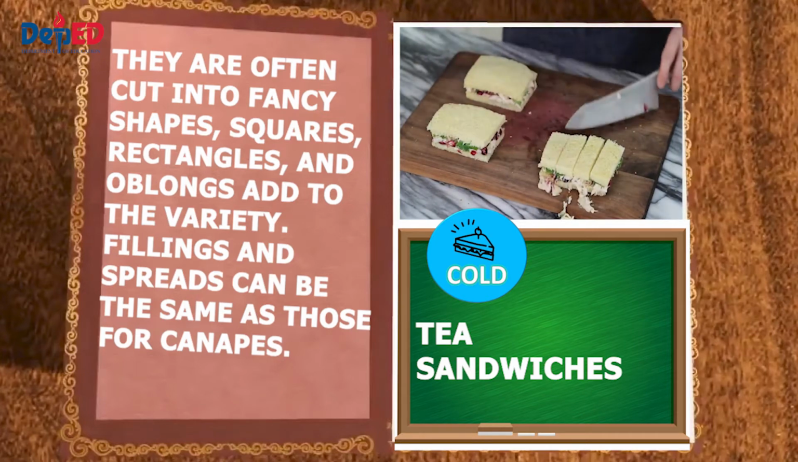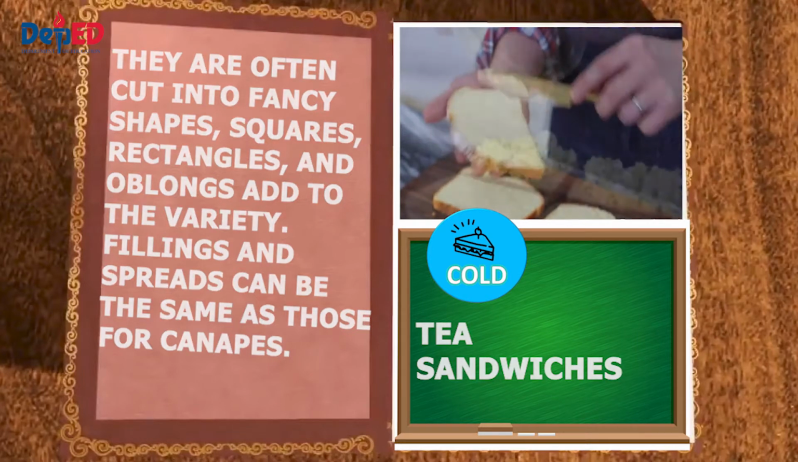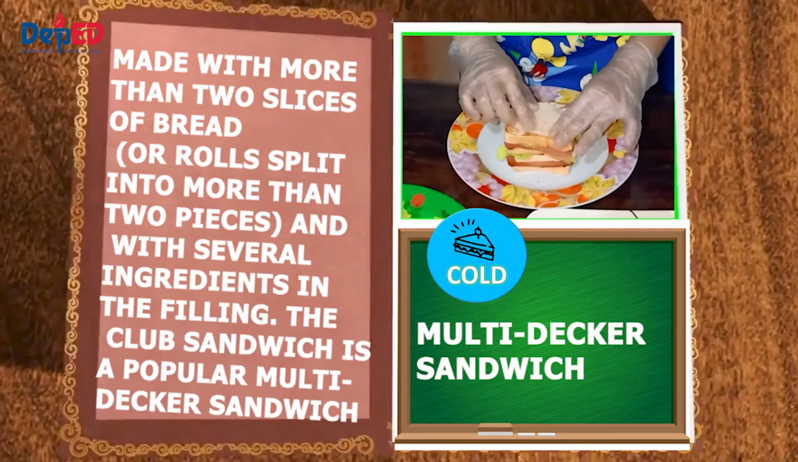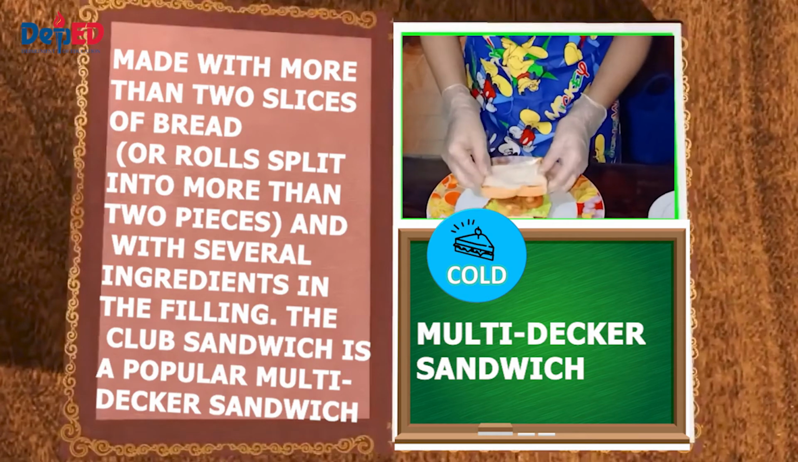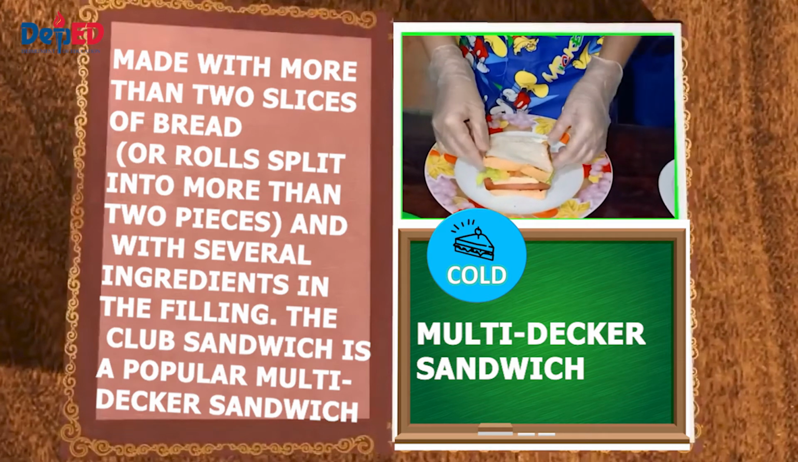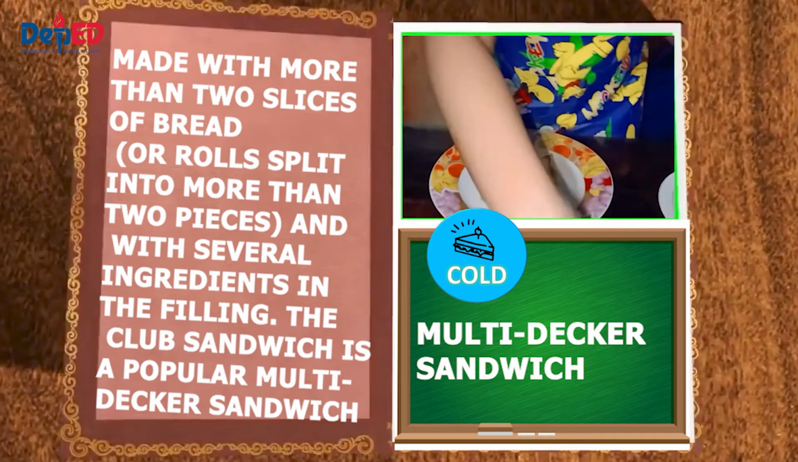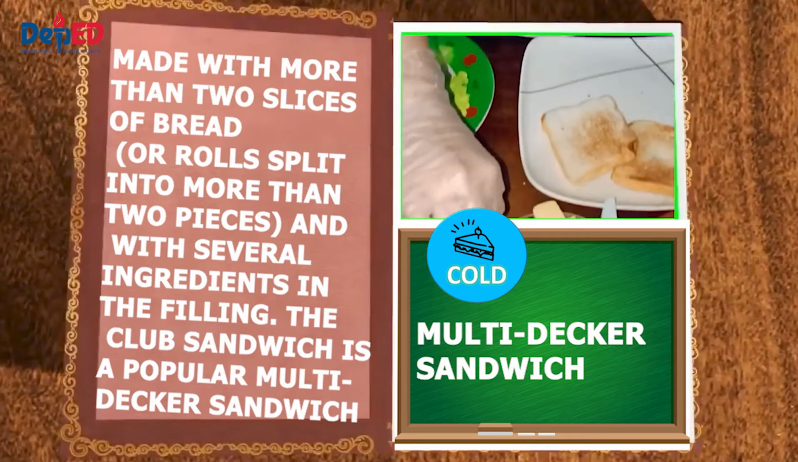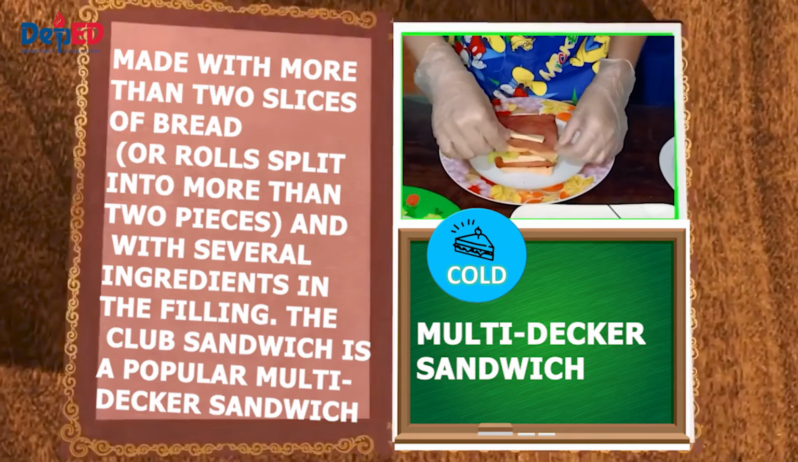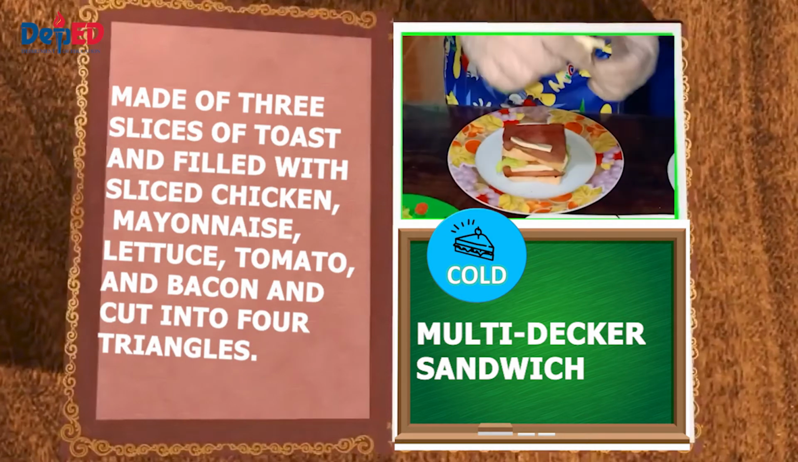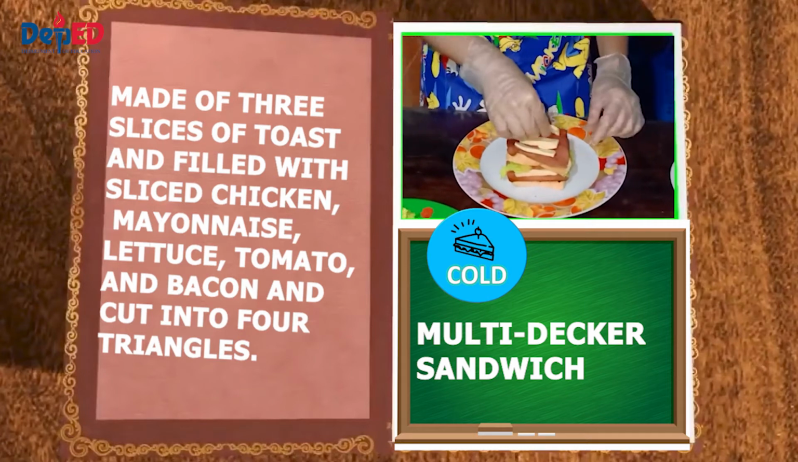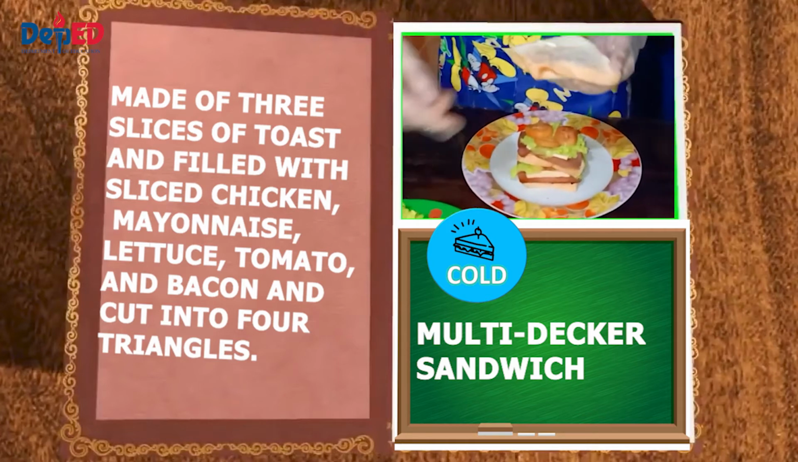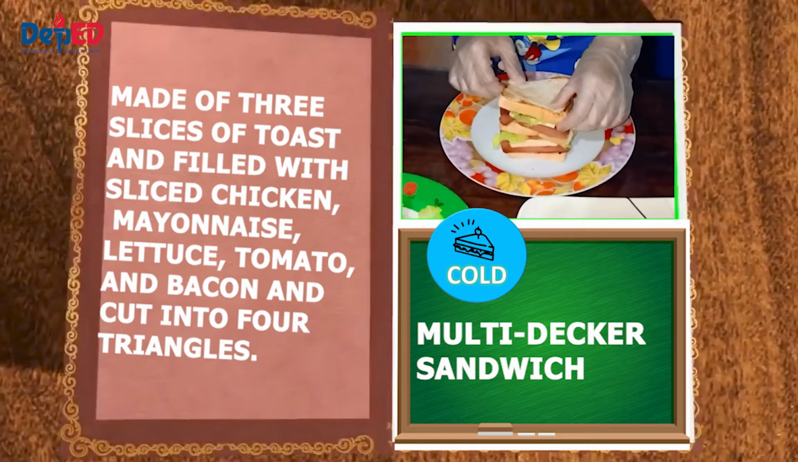Fillings and spreads can be the same as those for canapes. Another cold sandwich is the multi-decker sandwiches. These are made with more than 2 slices of bread or rolls split into more than 2 pieces and with several ingredients in the filling. The club sandwich is a popular multi-decker sandwich made of 3 slices of toast and filled with sliced chicken, mayonnaise, lettuce, tomato, and bacon and cut into 4 triangles.